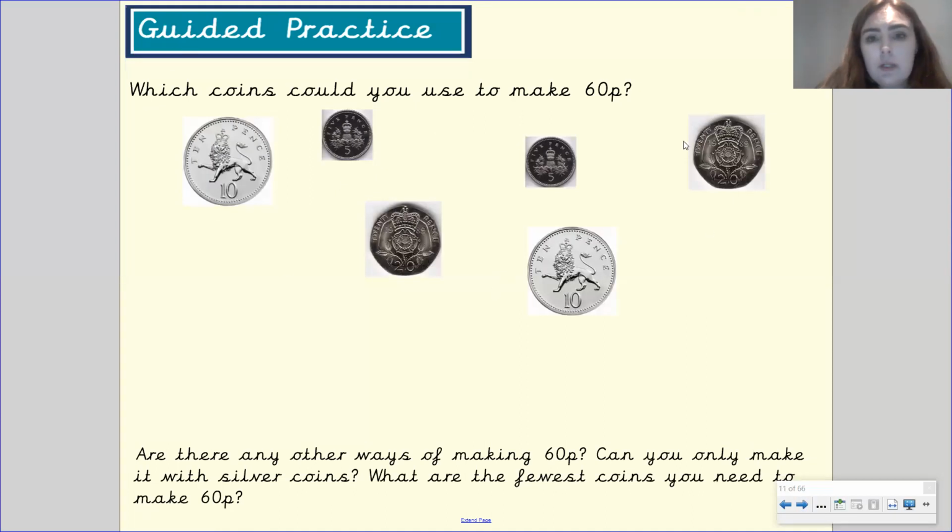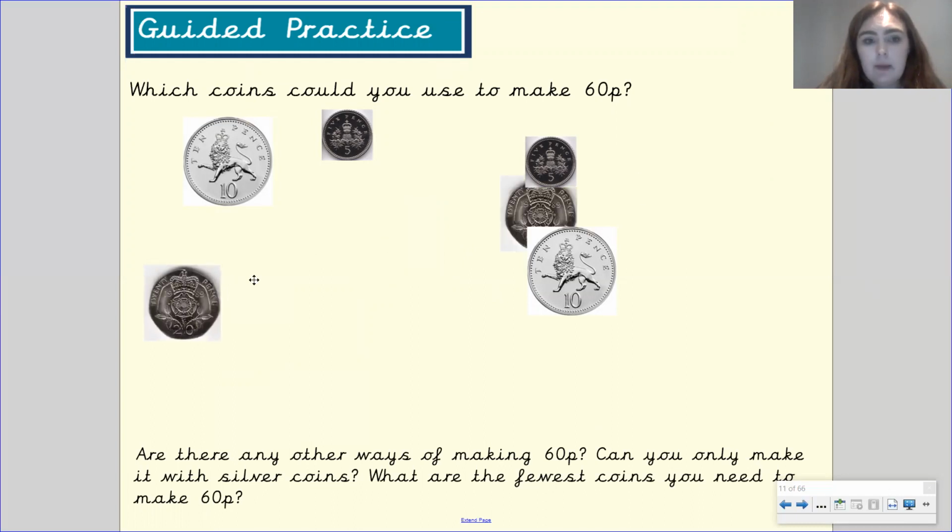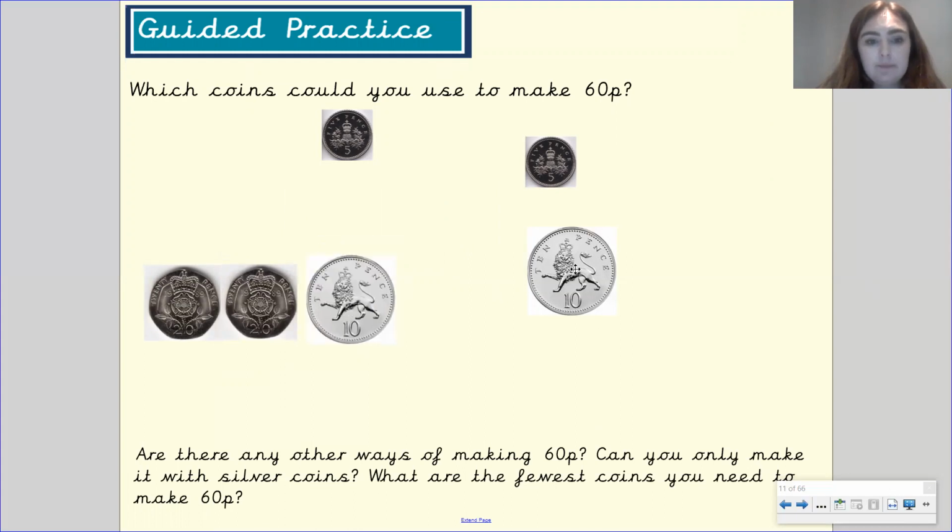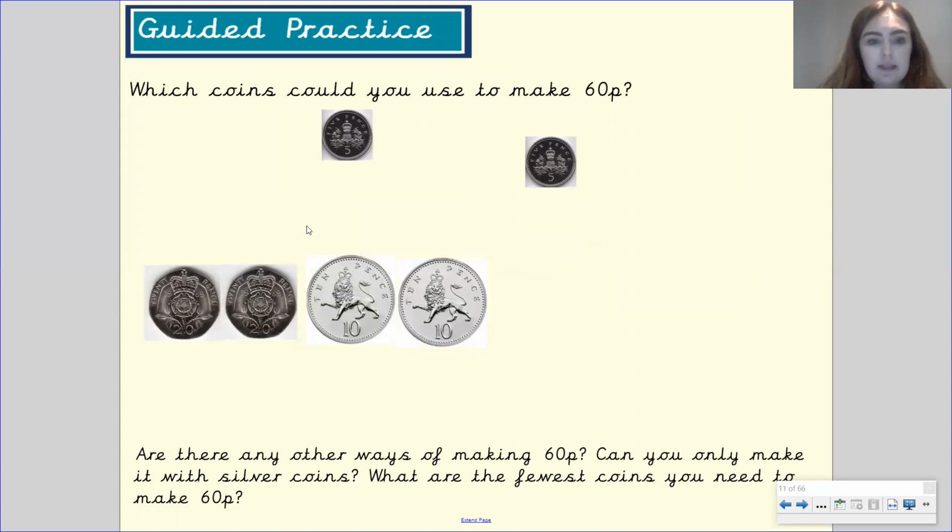So looking at the coins here, which coins could you use to make 60 pence? Pause the video to have a go. So you could have made 60 pence by doing 20, add another 20, add 10, 20, 40, add 10, add another 10. And then this gives us 60. So we've got 20, 40, 50, 60 pence here by using these coins.